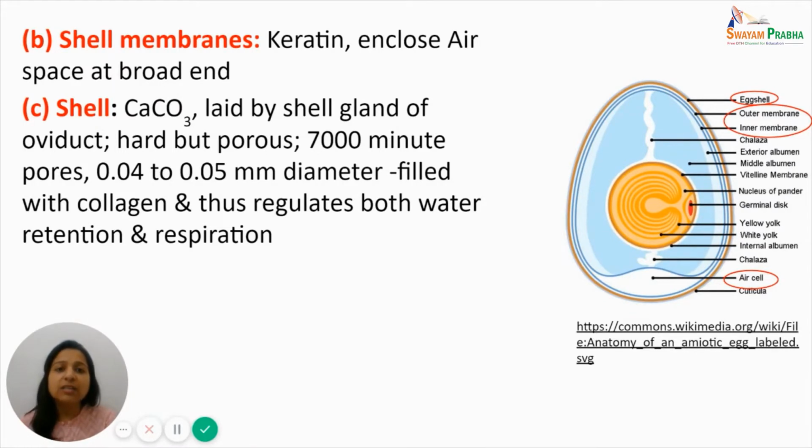An eggshell consists of almost 7,000 minute pores, each of which is around 0.04 to 0.05 mm in diameter. They are filled with collagen, and thus they help in regulating both water retention as well as respiration, which is essential for the embryo that is growing inside the egg.